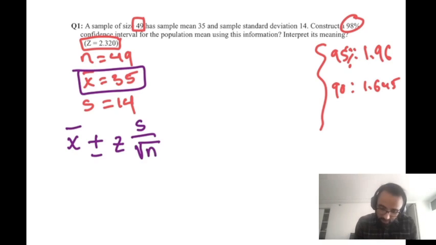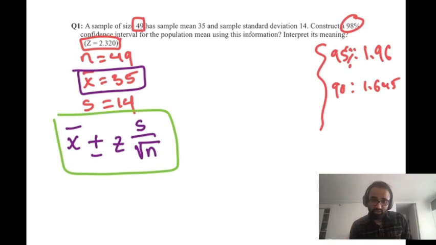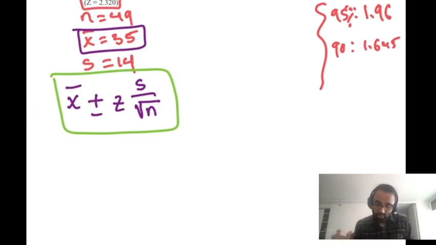Now, this is something that you want to keep in your toolbox, just like all the other formulas that I've given you. So make sure that you keep this in your toolbox. This is really critical for you to know, because you'll see in a second, this will give you the confidence interval for the problem that we have.